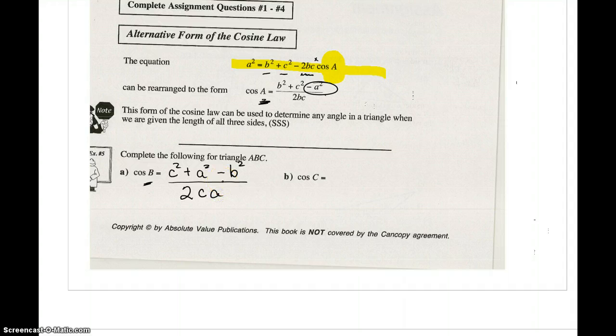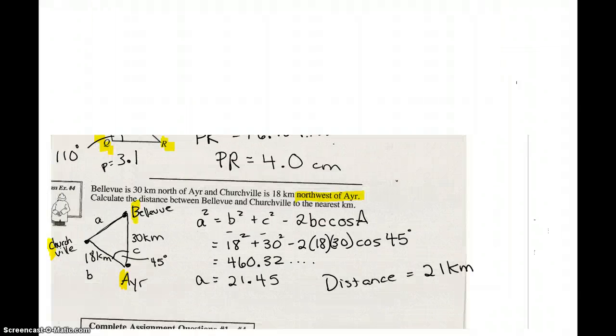To do the cos C, same pattern, I'm going to have my B squared plus my A squared. What am I subtracting? My C squared. And on the bottom will be 2, and it will be B, and it will be A. Again, keep looking for the pattern. It'll help you remember which way you're going. All right, now that we've got these two formulas, and you can always derive those on a test, you don't actually have to memorize them, you can derive them. Let's go on to the next page.